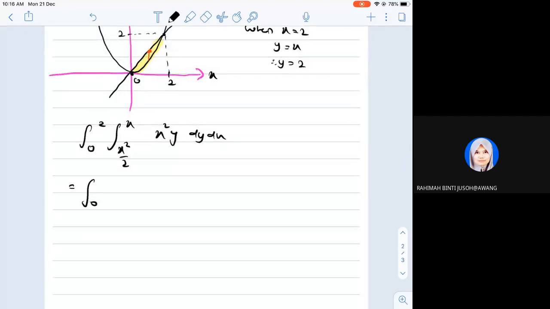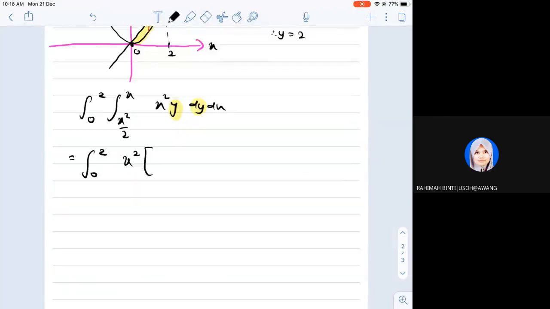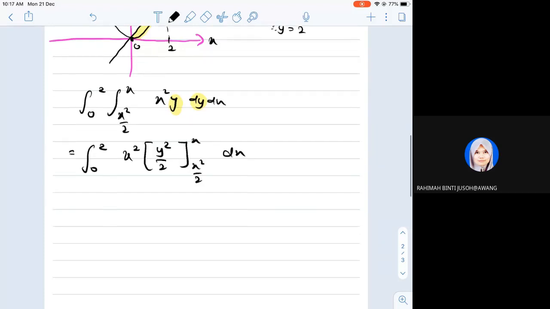So we have 0 until 2. Now we want to integrate with respect to y. Thus, x squared is a constant, so you can take this out, and then integrate y with respect to y. What should you get? y squared over 2. Yes, very good. So substitute with x squared over 2 and then x. We have dx here.